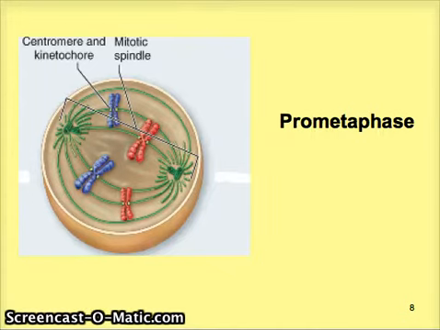The microtubules begin to move the chromosomes toward the center of the cell. This movement is called congression. The movement is jerky, meaning that it pushes the chromosomes toward the middle, and then they pull it back and they adjust it back and forth until it's completely lined up.